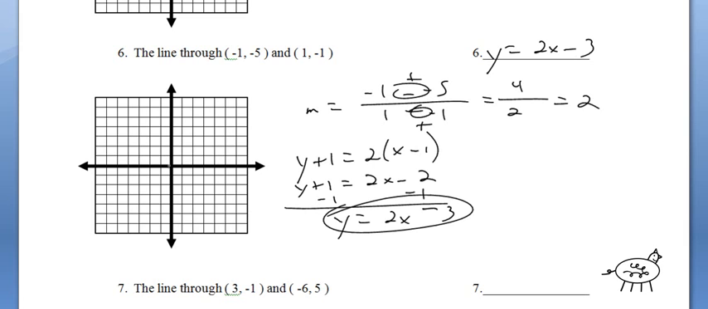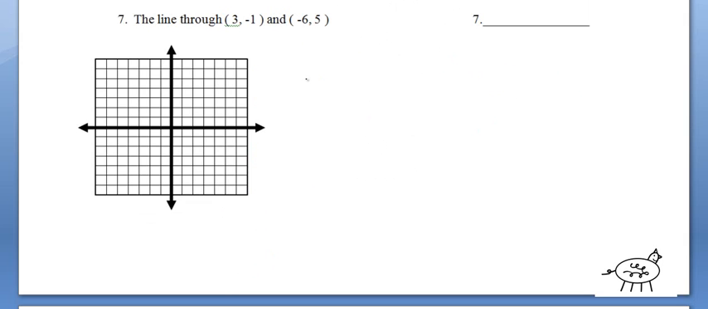And if I plot those points, negative 1, negative 5, and 1 comma negative 1. And the slope was 2, so isn't that up 2 over 1? Up 2 over 1, so here's your slope. And notice there's your y-intercept, math fans. And there it is. Y-intercept was negative 3, and the slope was 2. Okay?